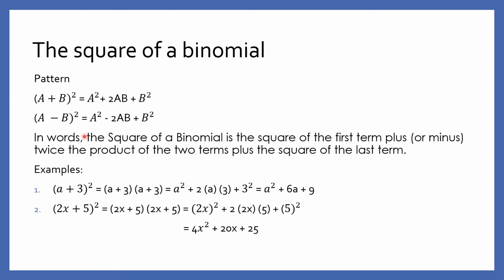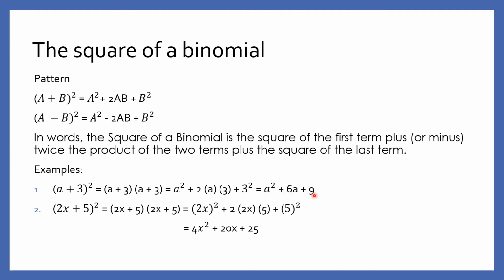In words, the square of a binomial is the square of the first term plus or minus twice the product of the two terms plus the square of the last term. For example, quantity (a + 3) squared is equal to, meaning we repeat it, (a + 3) times (a + 3). First square the first term, plus 2 times a times 3, plus 3 squared. Therefore, a squared plus 6a plus 9.